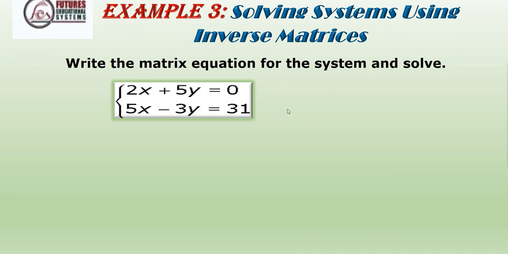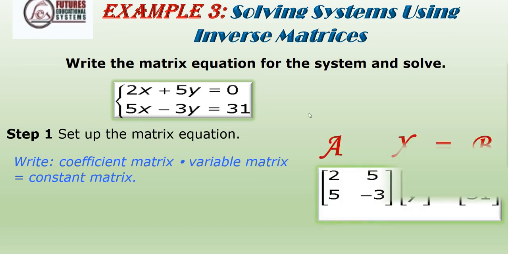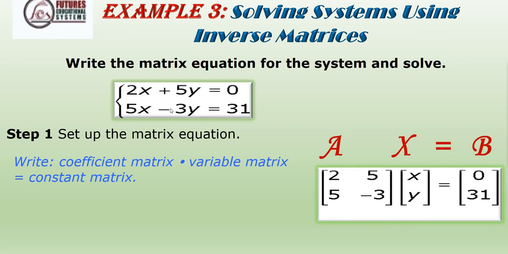Solving a system using inverse matrices. Write the matrix equation for the system and solve. If we have two equations like that, 2x plus 5y equals 0, that's the first equation. The second equation, 5x minus 3y equals 31. Step 1, put the coefficients of x and y, and put the coefficients of the second equation, x and y. 2, 5, 5, negative 3. That's matrix A. The variable matrix x and y equals the constant matrix B, 0 and 31.